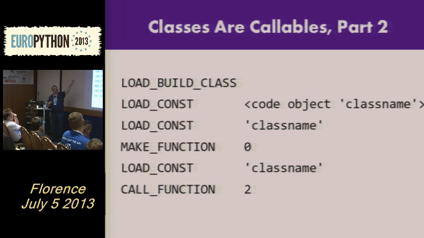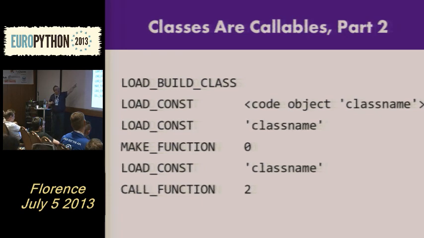So first of all, load build class. This is another one of those super Pythonic opcodes, only relevant to the Python implementation, called load build class. What that does is it pushes onto the stack a reference to a callable object called dunder build underscore class. I'll get into that in a minute. But just for now, just imagine that lurking at the bottom of the stack.